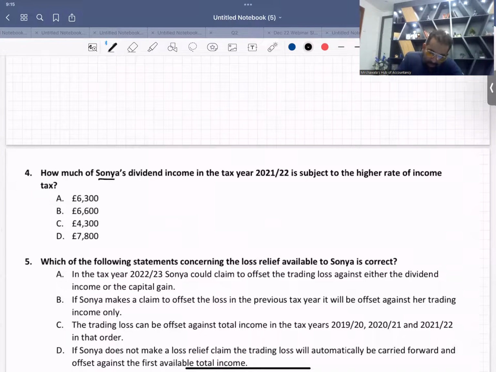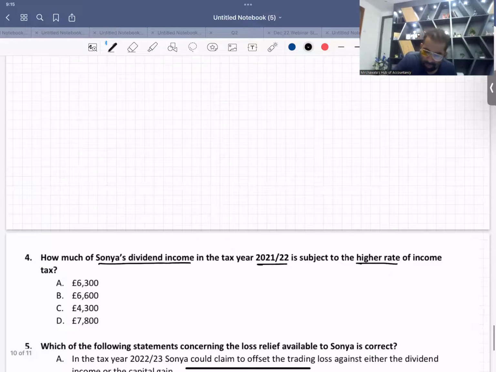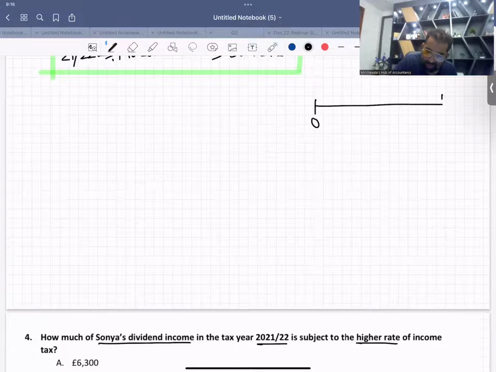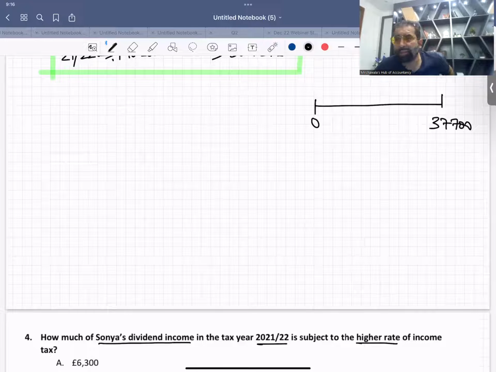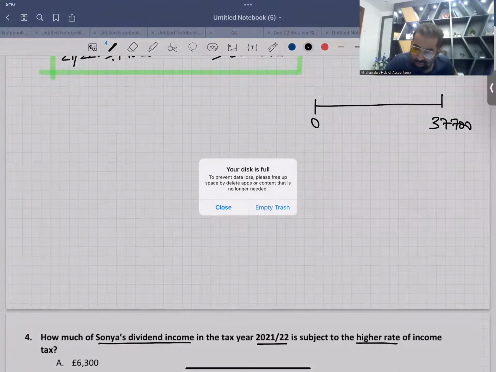How much of Sonia's dividend income in the tax year 21-22 is subject to higher rate of income tax? See, they are just asking, they are not telling you to calculate complete tax. They are just asking how much dividend income will be subject to higher rate tax. Now wait. First of all, your normal band is 0 to 37,700, remember? But in this question, there is a gross PPC of 1,500.